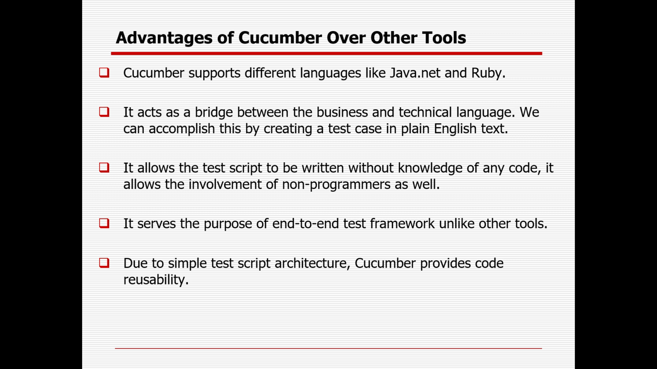So that is the reason developers, product owners, Scrum Masters, who are not familiar with coding, can still interact, give more and more suggestions and value. So it allows the involvement of non-programmers as well. It serves the purpose of an end-to-end test framework, unlike other tools. Due to the simple test script architecture, Cucumber provides code reusability as well.